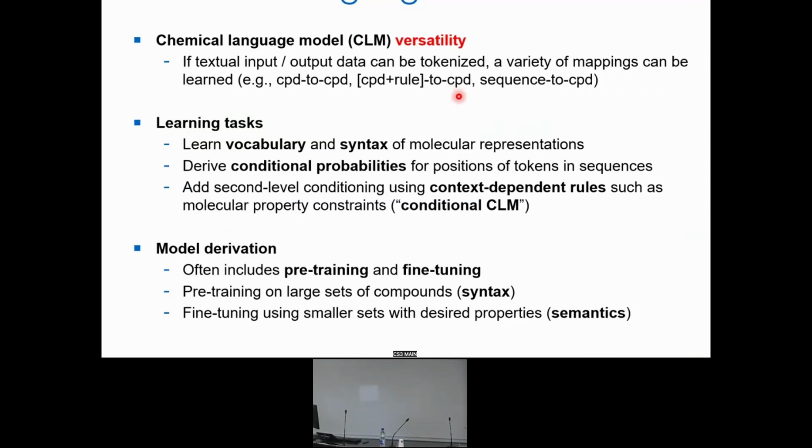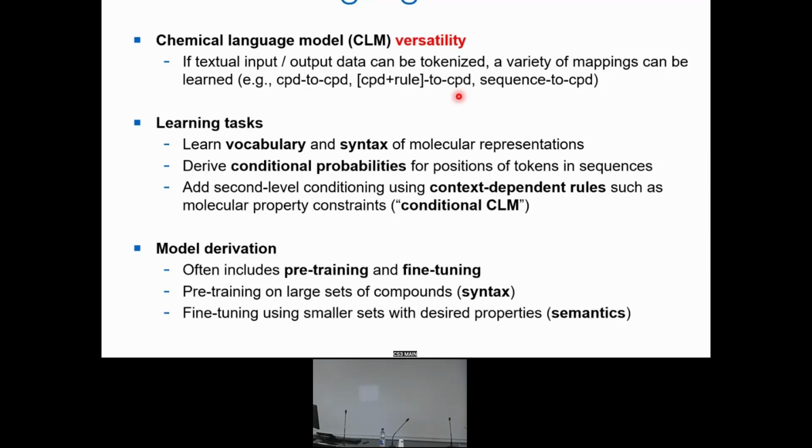Regardless of the particular chemical language models, or CLMs, that we use, they all share learning tasks. They need to learn vocabulary and syntax of specific molecular representations, then derive conditional probabilities for positions of tokens and sequences. One can introduce what we call second-level conditioning using context-dependent rules, such as molecular property rules and constraints. Such models are often referred to as conditional chemical language models.